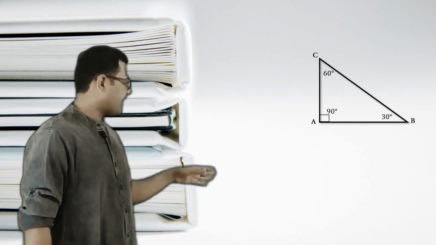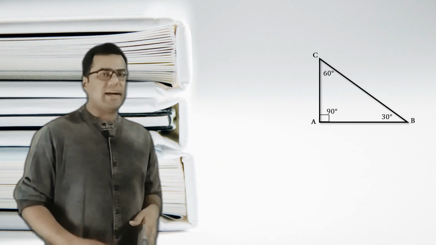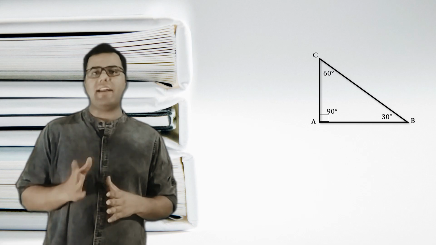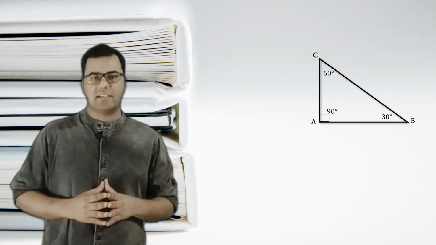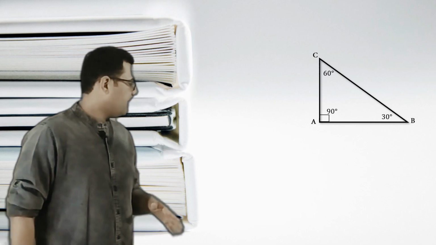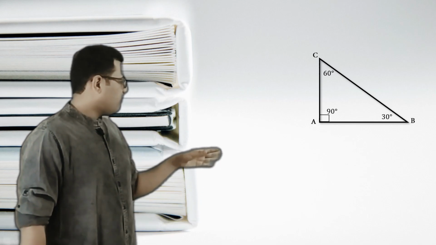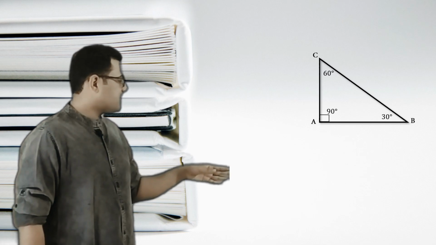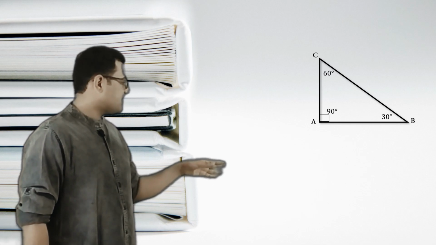Again, understand this through an example of a triangle. Now this is a triangle, this is a right triangle. Right triangles are those in which one angle equals 90 degrees. This is a special kind of triangle. We will also discuss it later on. Now in this triangle, one of the angles is 90 degrees, one of the angles is 30 degrees, and one of the angles is 60 degrees.